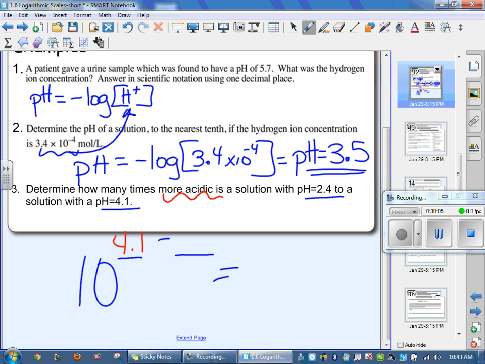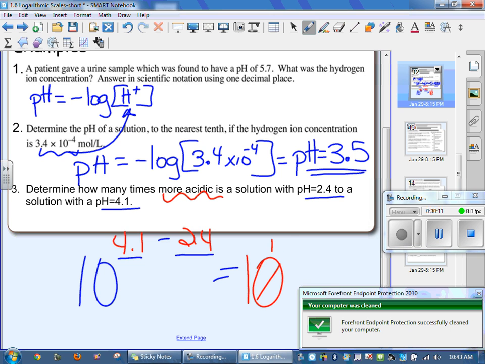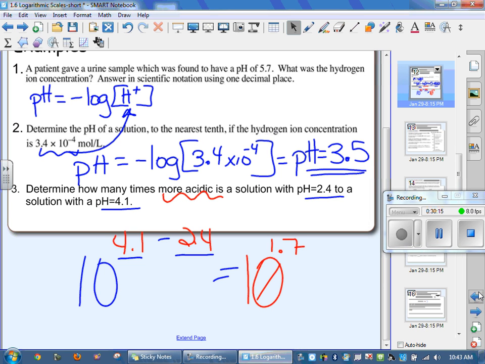Now, why do you know you're going from 4.1 minusing 2.4? Because you want to know how much more times acidic the 2.4 is compared to that 4.1. So that 2.4 is more acidic, but how much more acidic? Well, it's 10 to the 1.7 more acidic, which gives us how much? Exactly, 50 times more acidic. It's 50.1187 again, so you're just going to round it to 50.